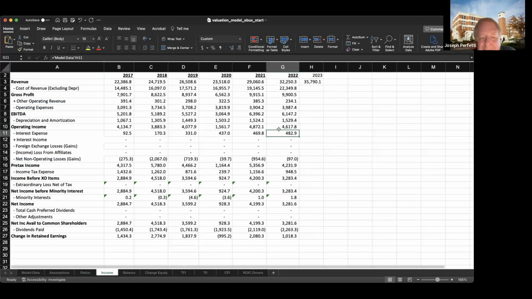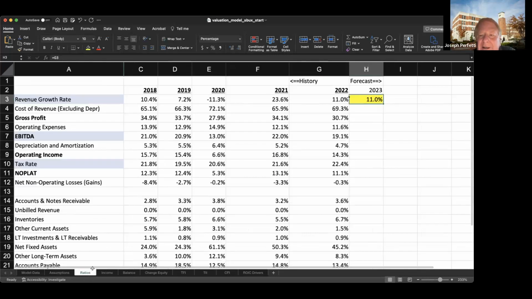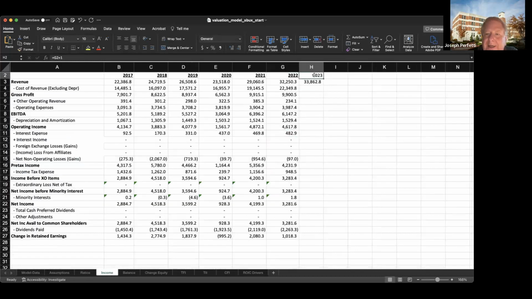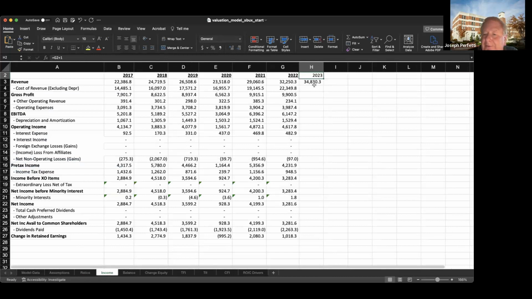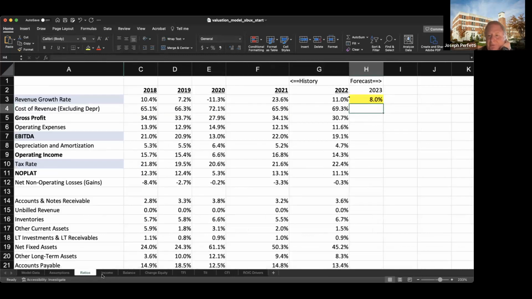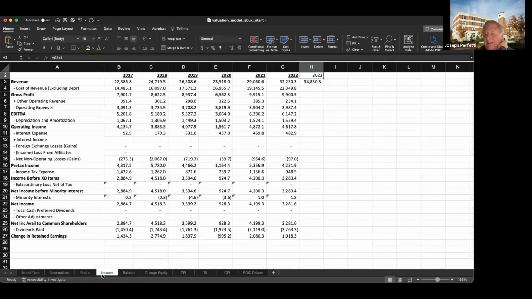All right, so this is the part I don't want you to do. Let's say Starbucks revenue growth rate is 5%: 33,862.8. Let's say Starbucks revenue growth rate is 8%: 34,830.3. So what's about to happen is we will change ratios, which will build dollars in statements. That's the best practice for forecasting.